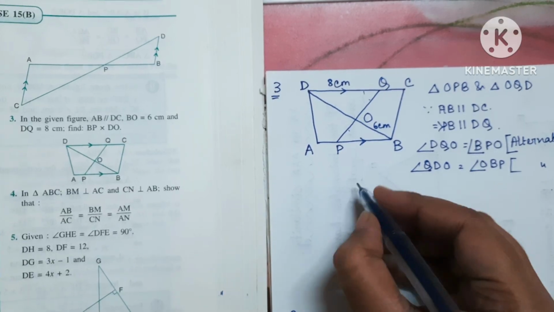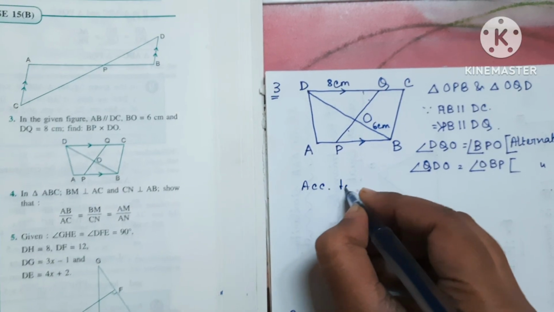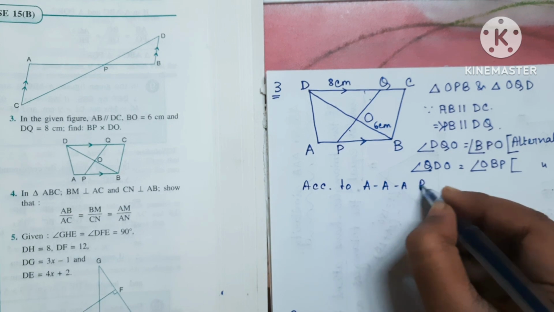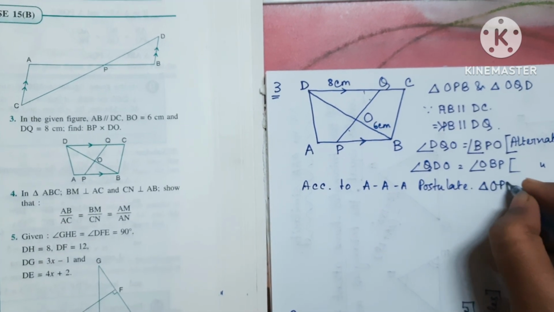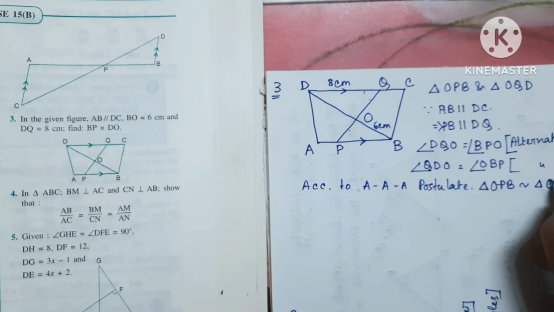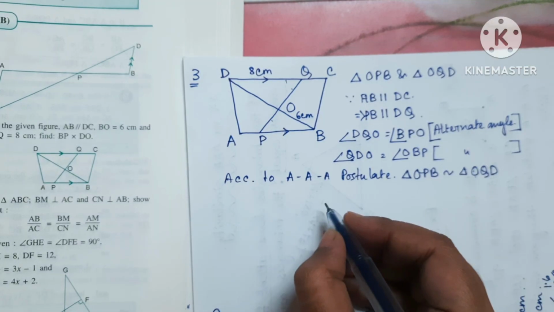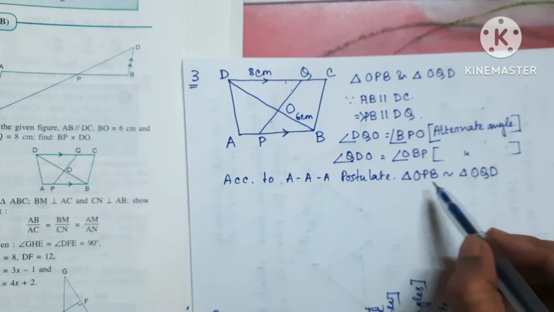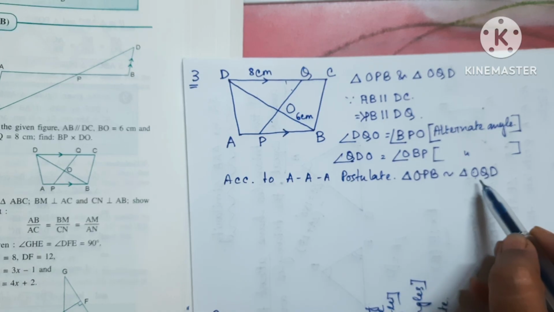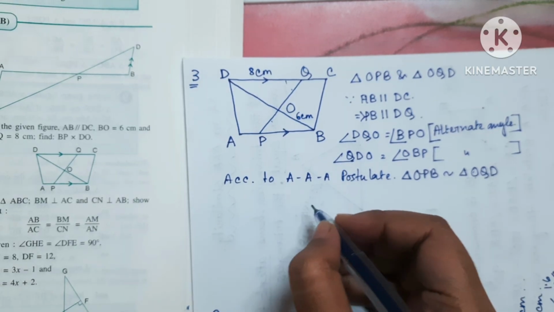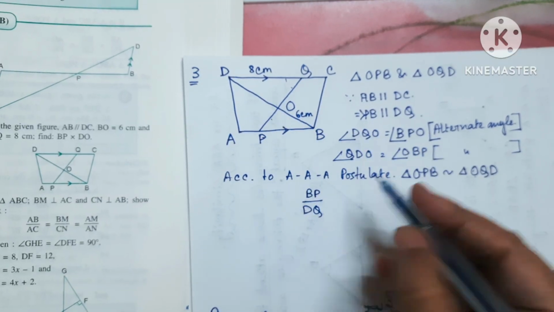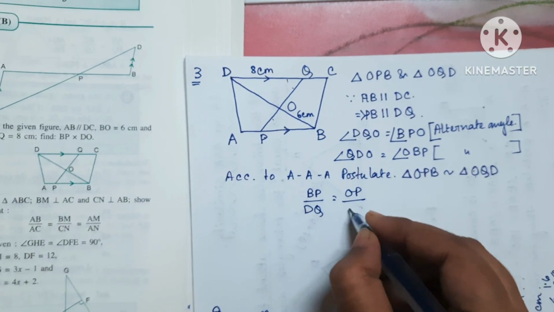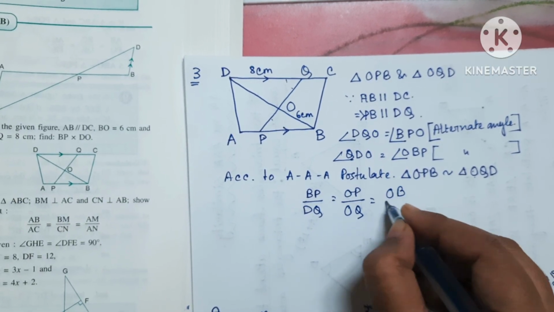So now according to AAA postulate, triangle OPB is similar to triangle OQD. Since these two triangles are similar, corresponding sides are proportional. So you can write BP by DQ is equal to OP by OQ is equal to OB by OD.